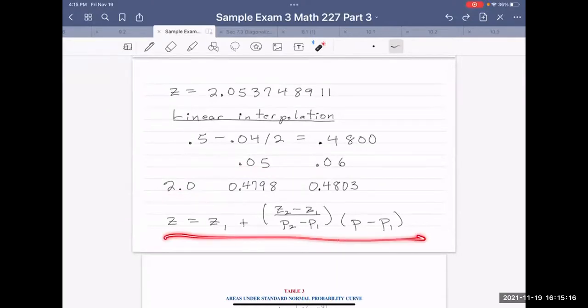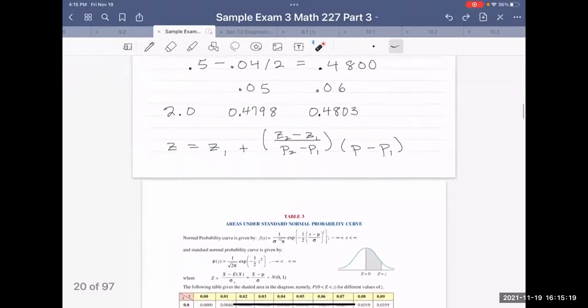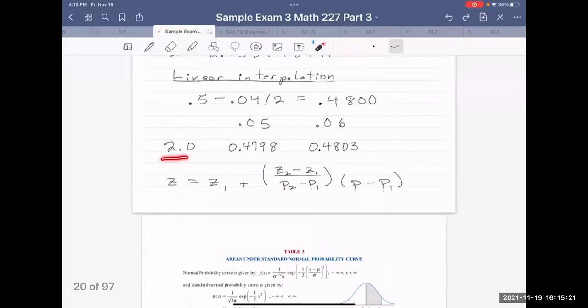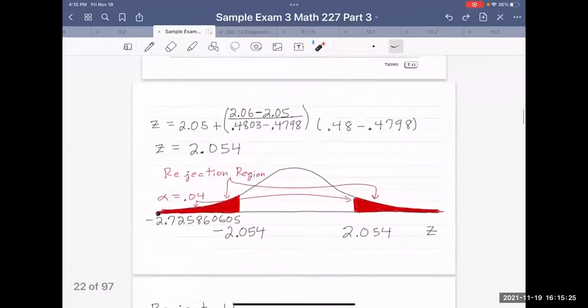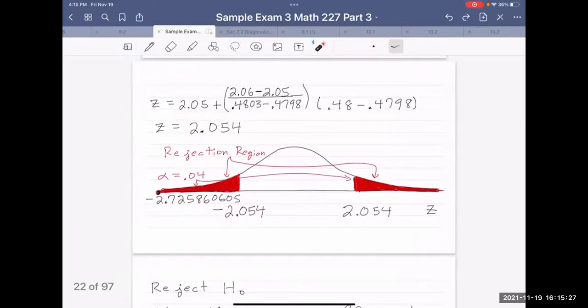And so let's interpolate. z is equal to 2.05 plus (2.06 minus 2.05) over (0.4803 minus 0.4798) times (0.48 minus 0.4798). So z is about 2.054.